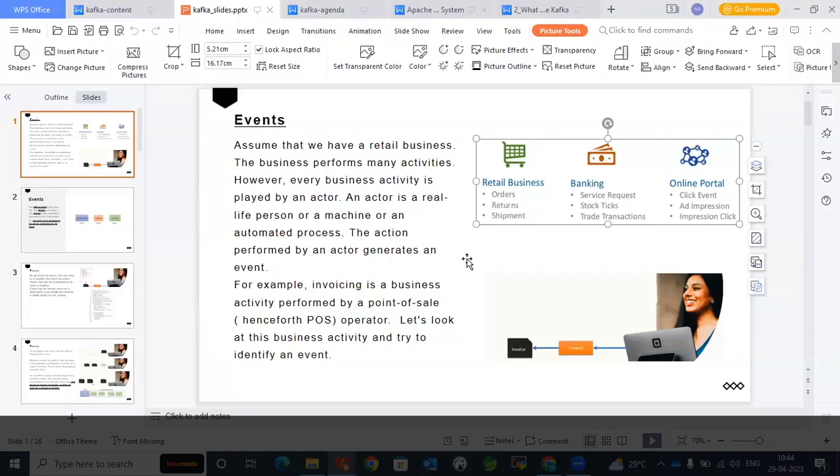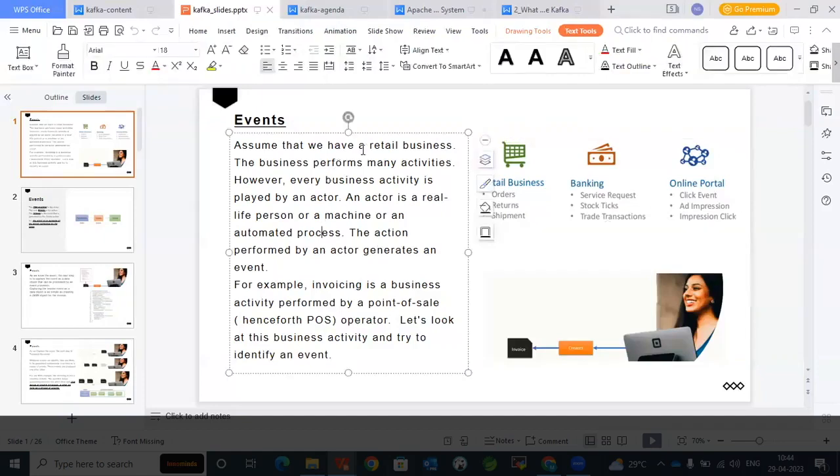Same in the case of banking as well, like service requests, stock tickets, trade transactions. Everything is an operation, isn't it? So assume that we have a retail business. The business performs many activities. However, every business activity is played by an actor. Actor here means maybe a person at the POS system, the point of sale system in the retail store. Like in DMart, counters are there, and the persons at the counters are called actors, right? Or sometimes that actor may be another system as well. So an actor is a real-life person or a machine or an automated process, whatever it is.